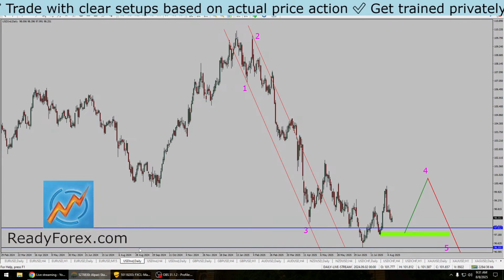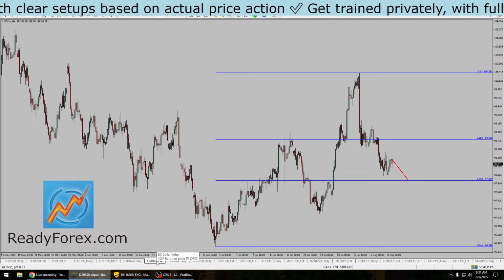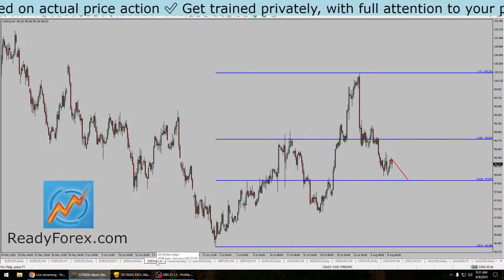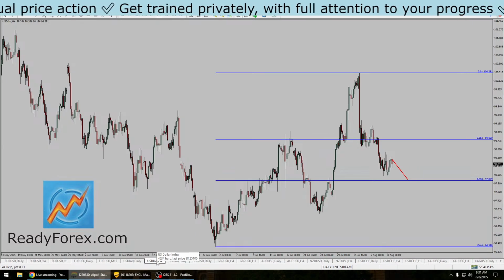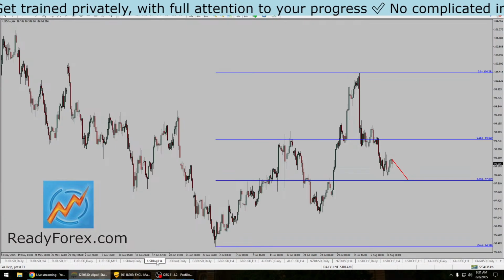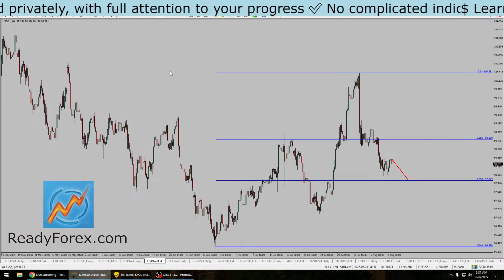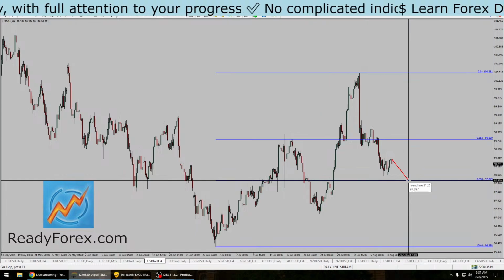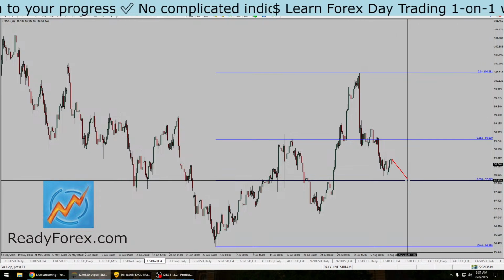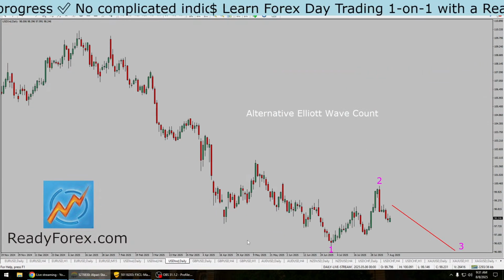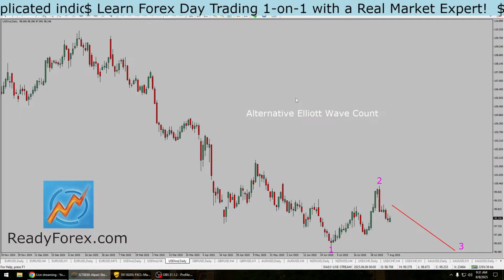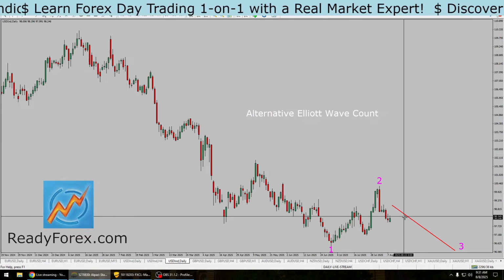Next, let us take a look at the 4-hour time frame of the US dollar index. I'm expecting the DX to drop more, and then we might get some kind of a bottom over here around the 0.618 Fibonacci retracement level. Next, there's a second Elliott wave count, also known as the alternative Elliott wave count, which suggests that the DX is probably going to drop over here.